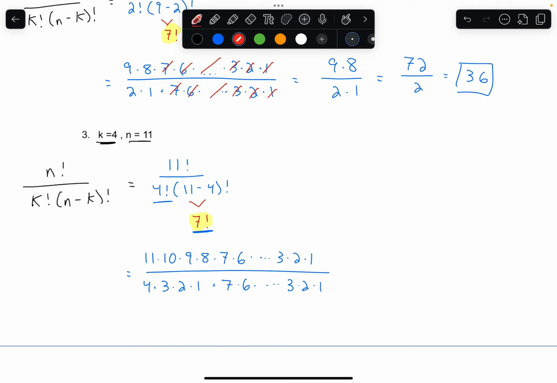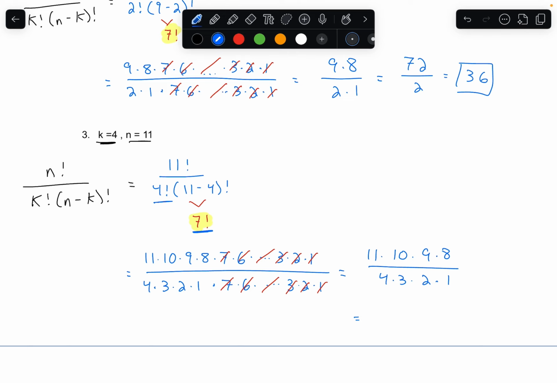And again, I should have 7 in my numerator, 7 in my denominator. 6 in my numerator, 6 in my denominator. We cancel all these numbers out in the middle. 3, 2, 1. So I still have some multiplication to do, but it's a lot less than what I started with. So in my numerator, I have 11 times 10 times 9 times 8. And in my denominator, I have 4 times 3 times 2 times 1. So let's go ahead and work this out here.